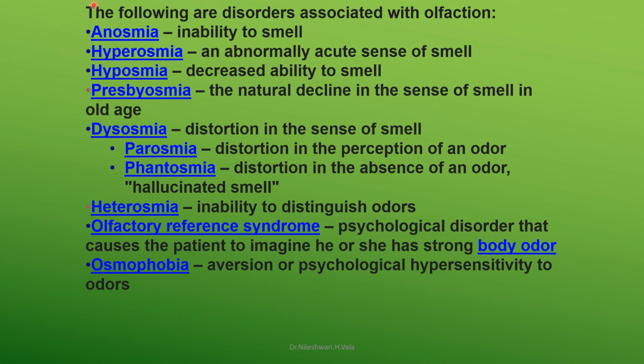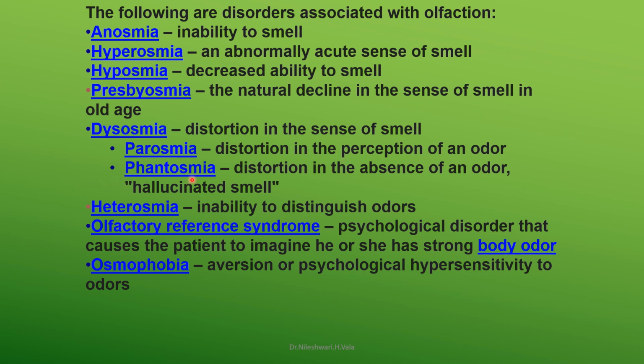Now, applied aspects of olfaction. There are certain disorders associated with olfaction. Anosmia means inability to smell. Hyperosmia means abnormally acute sense of smell. Hyposmia, decreased ability to smell. Presbyosmia means the natural decline in the sense of smell in old age. Dysosmia means distortion in the sense of smell. Parosmia means distortion in the perception of an odor.